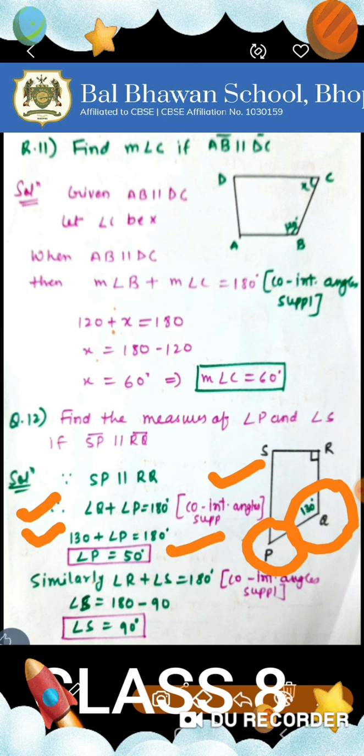Just like this, angle R and angle S. This is also a pair of co-interior angles, right? So we will write down angle R plus angle S is equal to 180 degrees, and the value of angle R is 90 degrees. So we will substitute angle R as 90 degrees, and from solving this equation we will get angle S is equal to 90 degrees.